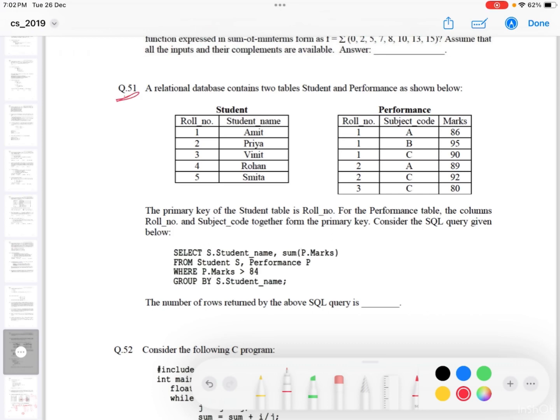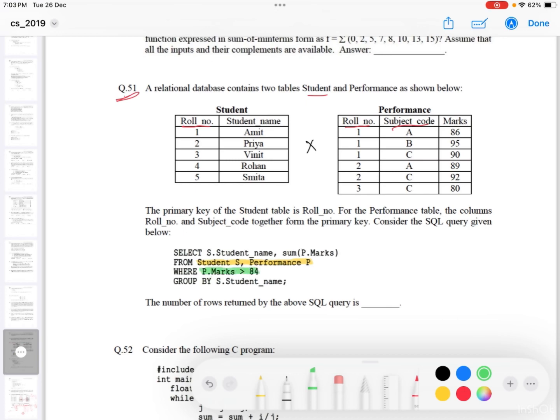So look at this question number 51. A relational database contains two tables, student and performance, as shown below. The primary key of the student table is roll number, and for the performance table, the columns roll number and subject code together form the primary key. Now consider the SQL query given below. Select s dot student name and sum. So first of all, let's look at what tables we have. Student S, performance P. So we are going to take the cross product of these two tables, right? And the condition we are imposing is that P dot marks should be greater than 84.